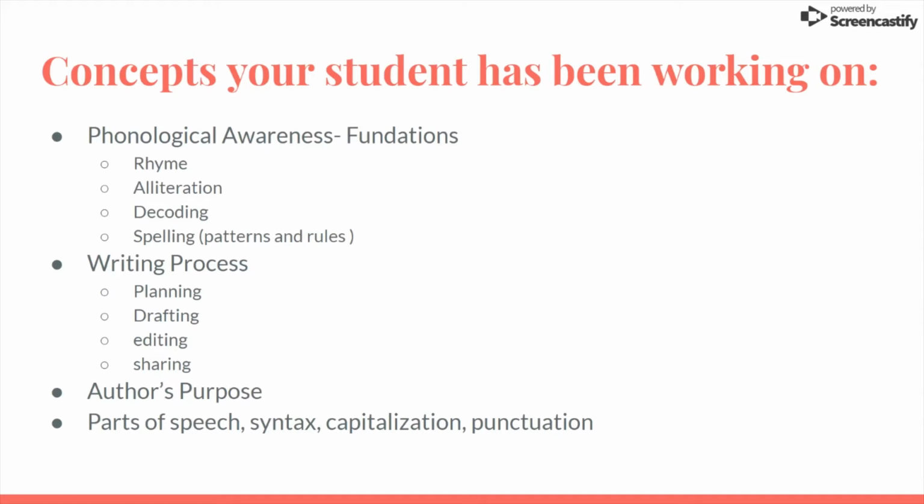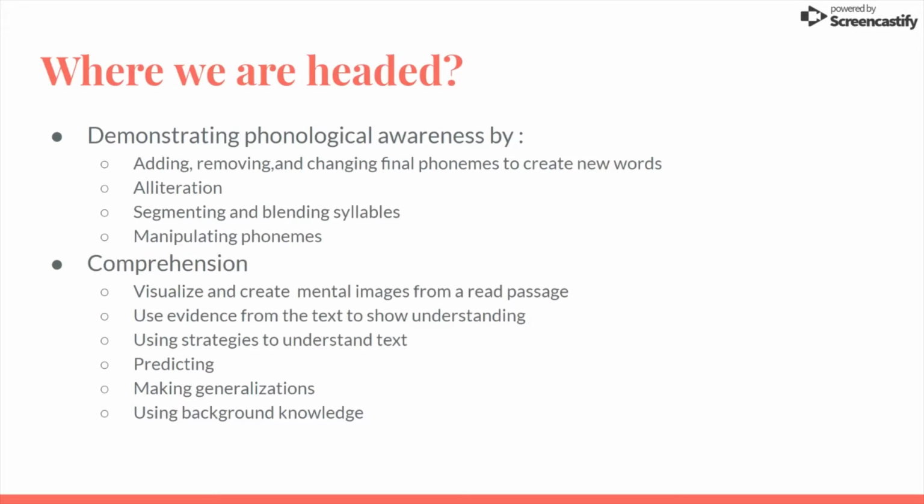In our writing process, we've been planning and brainstorming, using pictures, and then using those pictures to help us come up with our beginning, middle, end of a story, sharing our story. We've been focusing a lot on author's purpose, so that students know as they get older that authors don't just write to write. There is a point to their writing, and hopefully they can apply that when they are authors themselves. And of course, working on the parts of speech, syntax, capitalization, punctuation, just typical things that you want them to be able to write sentences well, legibly, following appropriate conventions.